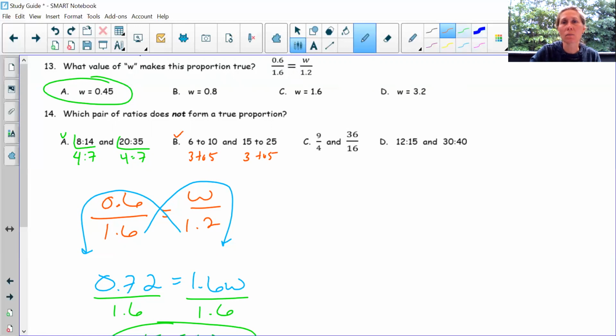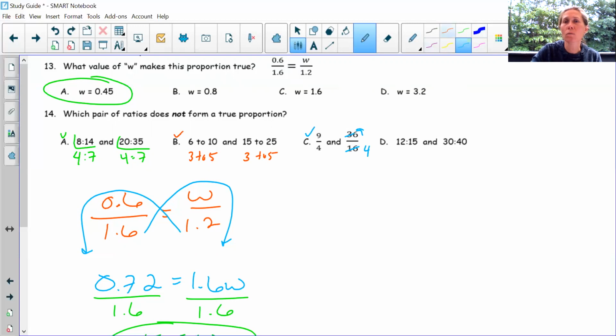Look at C. 9/4 doesn't simplify any more than that. So let's simplify 36/16. I can divide by 4 and I get 9, divide by 4 and I get 4. I get the same exact fraction. They're simplified the same, so those are proportional.